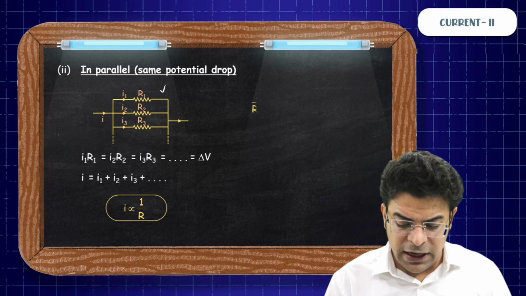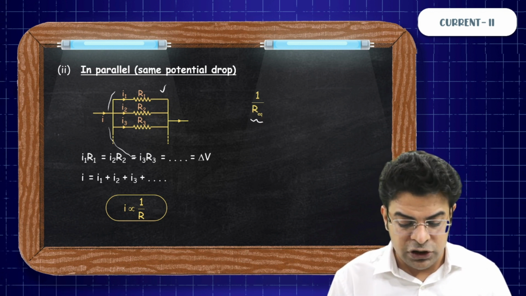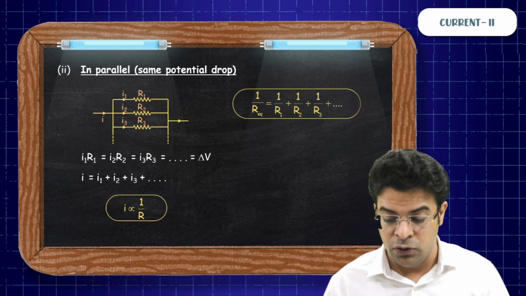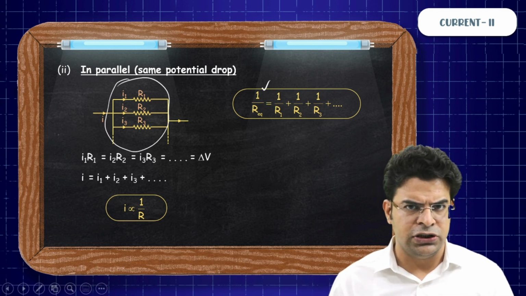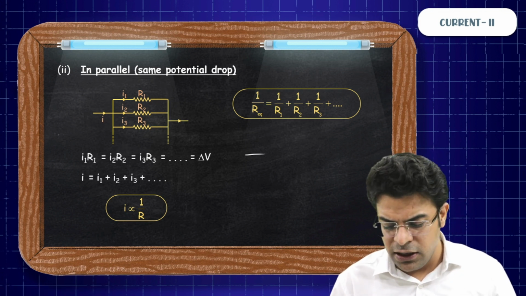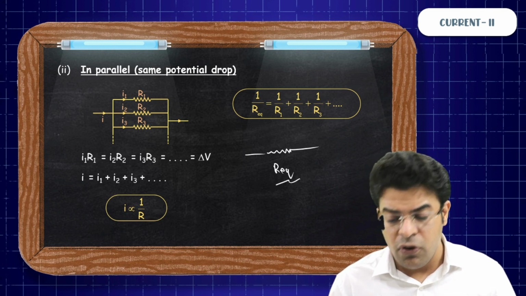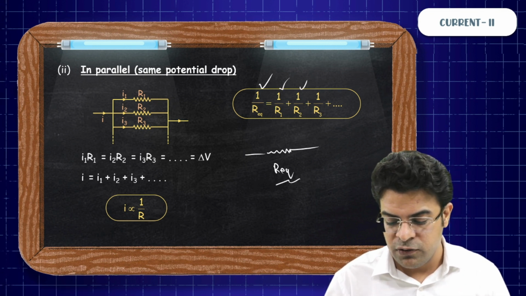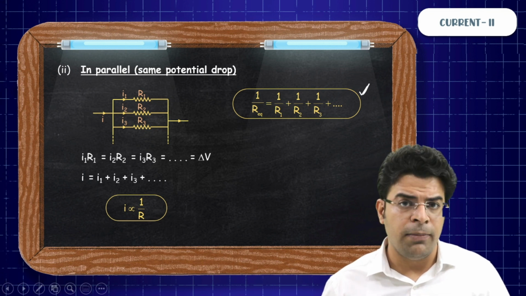And when we try to find the R equivalent, we say that 1 upon R equivalent for this parallel combination equals 1 by R1 plus 1 by R2 plus 1 by R3 and so on. If you wish to replace all these resistors in parallel and place a single resistor, then to find the equivalent resistance of all these, we can use the formula 1 upon R equivalent equals 1 by R1 plus 1 by R2 plus 1 by R3 and so on. And I know that you know this formula by heart.